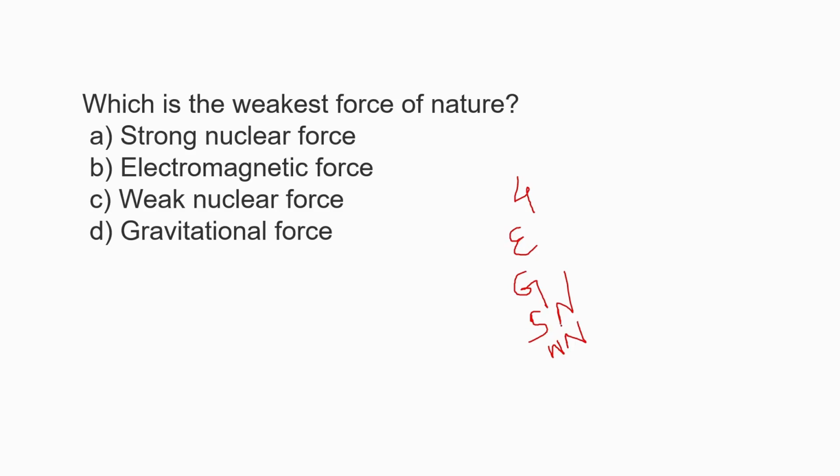So out of these, electrostatic and strong and weak nuclear forces occur at atomic level or molecular level, but gravitational force doesn't act at the small level. There is a large range. So these are the stronger ones. The gravitational force will be the weakest force of nature.